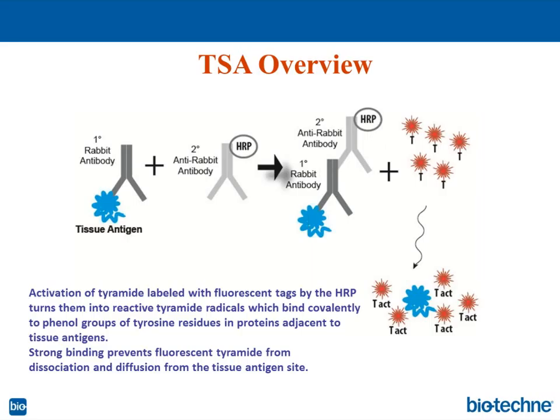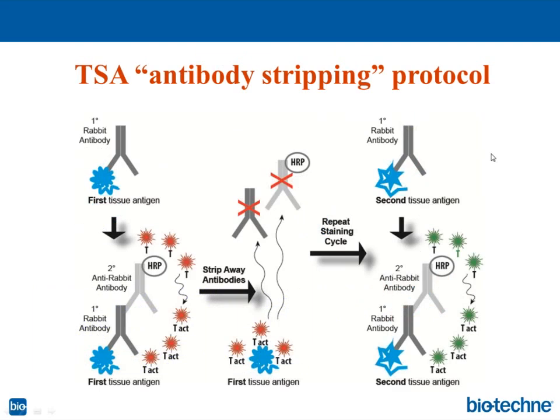Now, let's look at the protocol when we are using TSA chemistry and we do so-called antibody stripping. We do incubation with the first antibody, followed by incubation with secondary antibodies conjugated to HRP, and addition of tyramide, let's say labeled with red fluorescent dye, and we will get a staining here. So now we have tyramide bound to the tissue, which depicts the localization of the antigen.